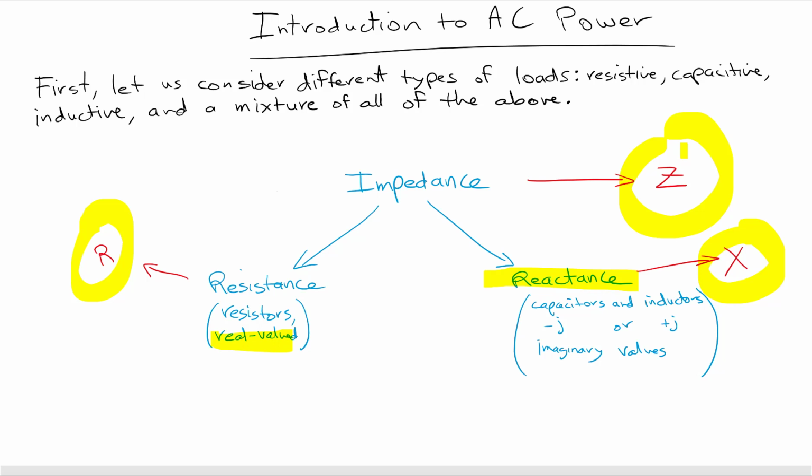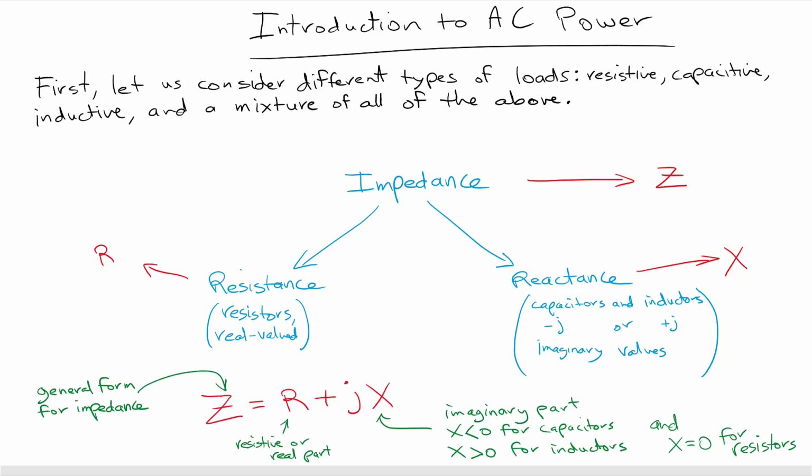And we can write a general form for the impedance where we have Z being equal to the resistive part added to the imaginary part. Okay? And so if we have a reactance that's less than 0, where X is less than 0, that indicates a capacitive component. If X is positive, it indicates an inductive component, and when X is 0, it indicates a resistive component, because resistors are purely real.